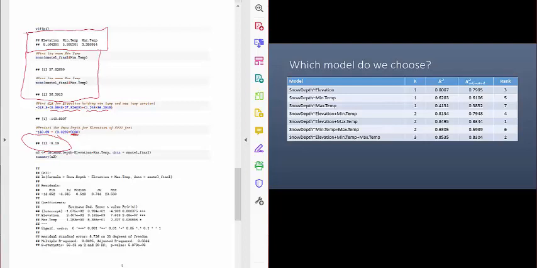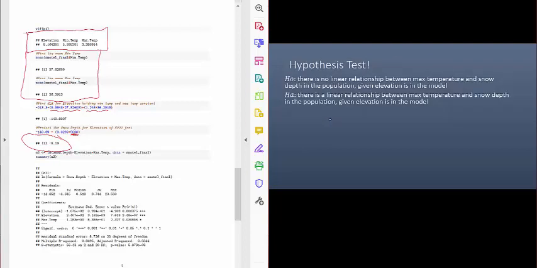We will pick the model that has the largest adjusted R-squared to assess further. Looking at the adjusted R-squared values for each model given here, we would choose the model with elevation plus max temperature as predictors, as that has the largest adjusted R-squared value of 0.8344. We will proceed with this new model, looking at snow depth with predictors of elevation and max temperature, to work through a hypothesis test.